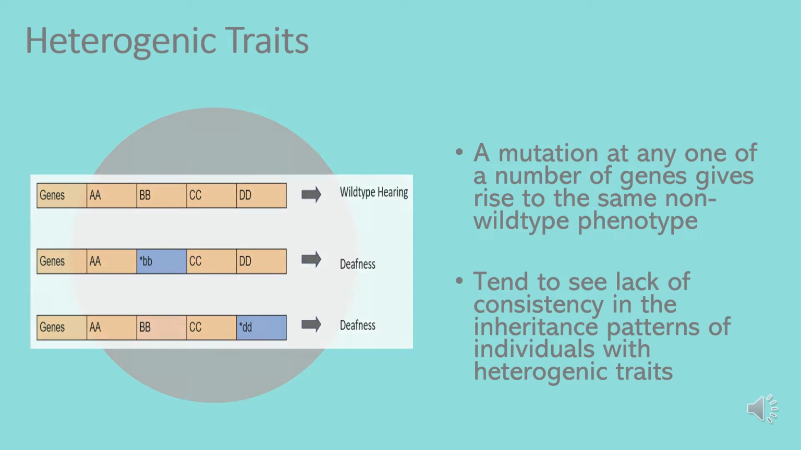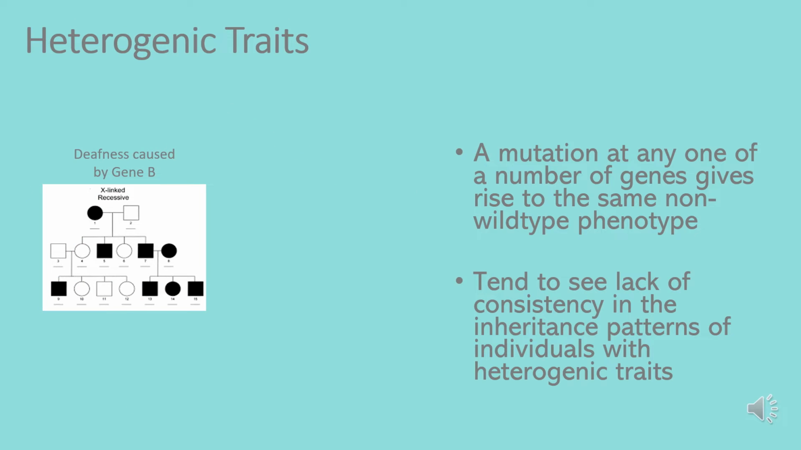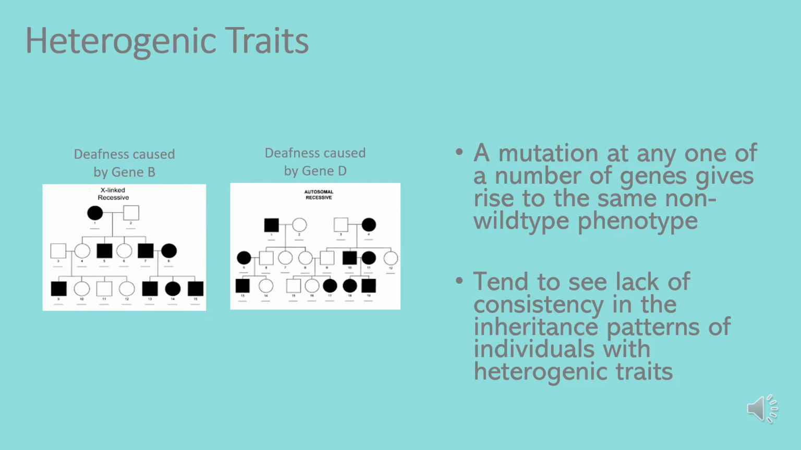Going back to the example, imagine gene B has X-linked recessive inheritance while gene D has autosomal recessive. Families with deafness caused by the inheritance of recessive alleles in gene B would then depict a different inheritance pattern in their pedigree than families with deafness caused by inherited recessive alleles in gene D. The variety of inheritance patterns clues us in that a mutation in more than one gene can give rise to a non-wild type phenotype. Now that we understand what a heterogenic trait is, let's describe polygenic traits.